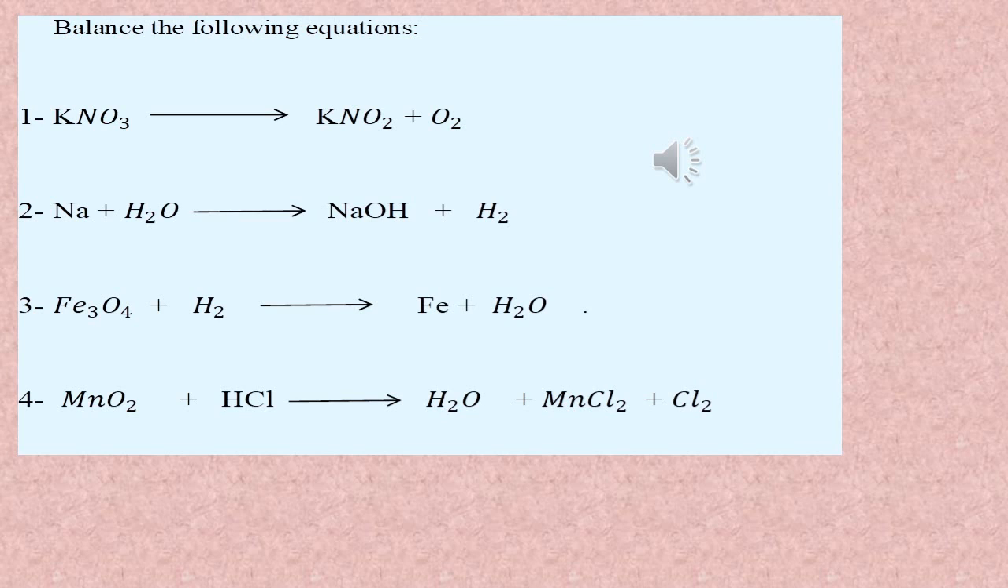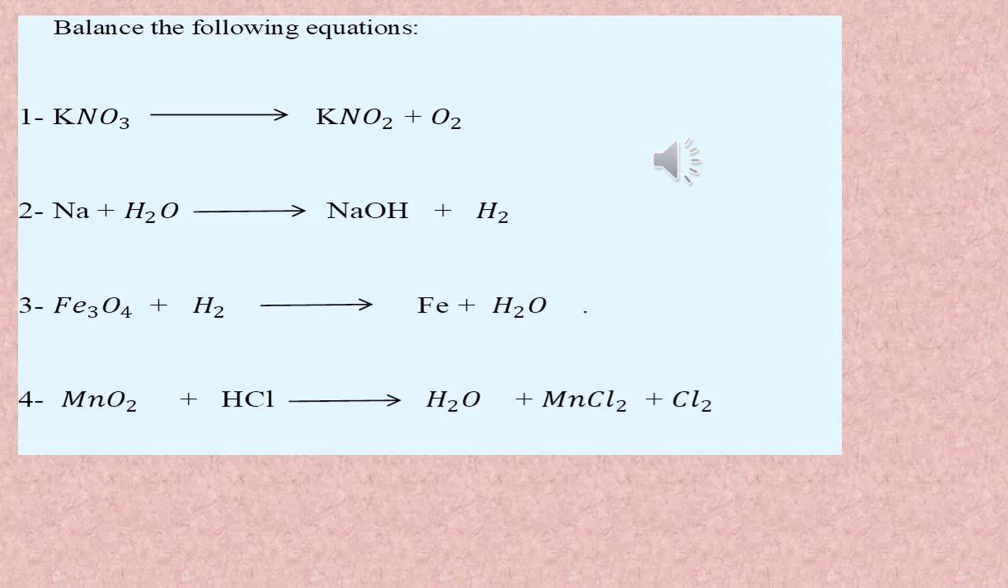Number 3, Fe3O4 plus H2 gives Fe plus H2O. First, the number of iron equals 3 in the reactants, so I'll put 3 in the product. The number of oxygen equals 4 in the reactants and 1 in the products, so I'll put 4 in front of H2O. So the number of hydrogen will be 8, so I'll put 4 in front of H2.